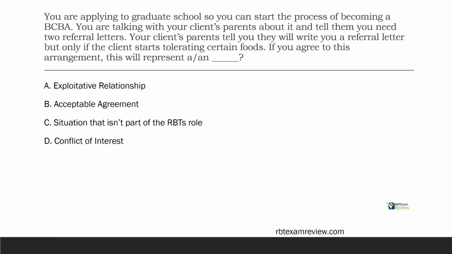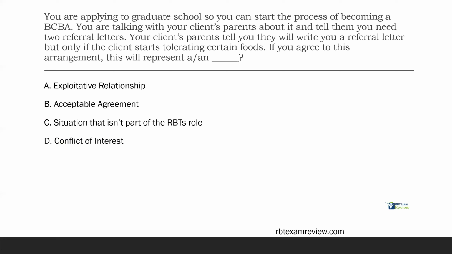C, a situation that isn't part of the RBT's role. Well, you will be working on tolerating foods, right? So that's part of the RBT's role. Communicating with parents is part of the RBT's role. So technically you are engaging in RBT work. So C is not the best answer here.